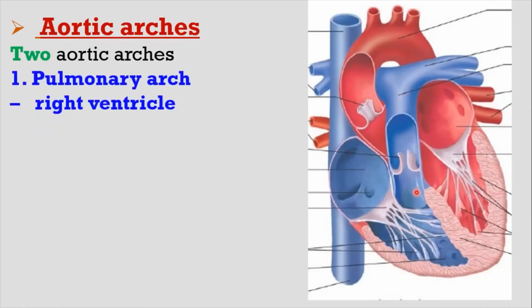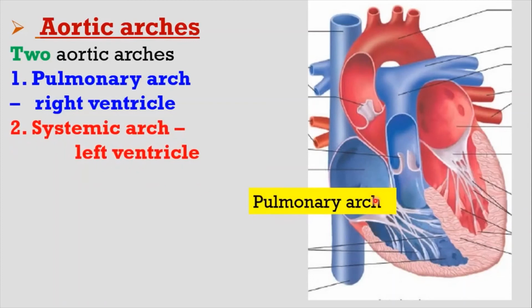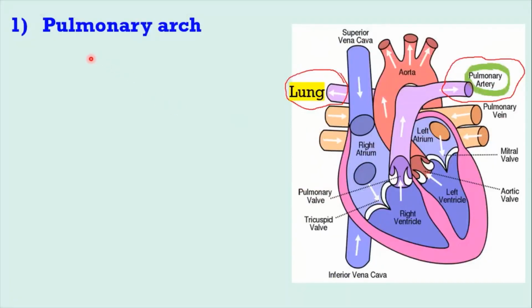Those are pulmonary arch. It arises from the right ventricle. And second one is systemic arch. It arises from the left ventricle. The first one is pulmonary arch. It arises from the right ventricle.